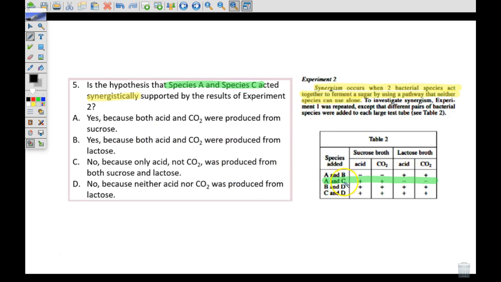So looking at A and C, it reacts in sucrose, but it does not react in lactose. This means that these 2 species do not act synergistically. So that means one of our options A and B are out. But looking at the justifications for each, only D fits what's happening. So because neither acid nor CO2 is produced from lactose.